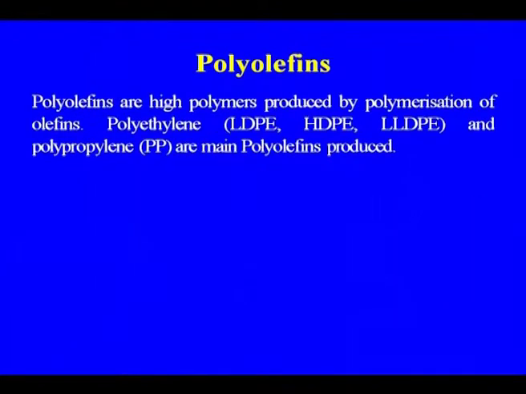Polyolefins are high polymers produced by polymerization of olefins. As I told you, various grades of polyethylene are there: LDPE, low density, high density, linear low density polyethylene, and polypropylene. Also in polypropylene, different grades are there. So these are the main polyolefins that we are producing.